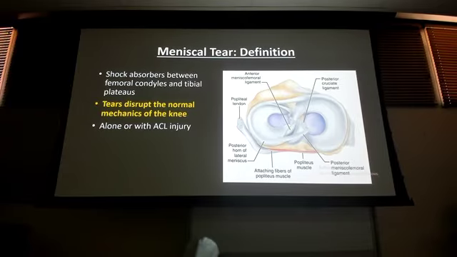So when we're talking about this, right, how can we tell which side is medial and which side is lateral? Okay? So we talk about the popliteus tendon and how it's in the posterior lateral corner, correct?